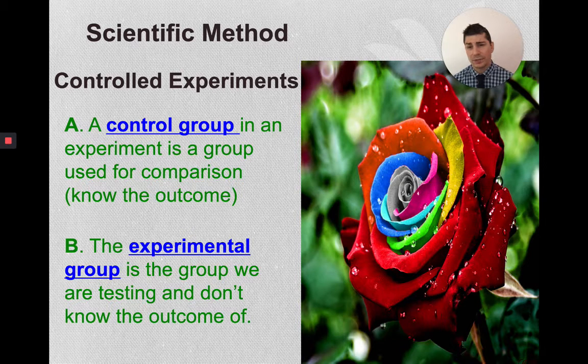So that's our difference between the control group and the experimental group, guys. Again, the control group, we know the outcome of. We know what's going to happen. Sometimes we even leave it completely untested. We just kind of let it chill there. The experimental group is the one where we are applying our unknown, our variable in question.